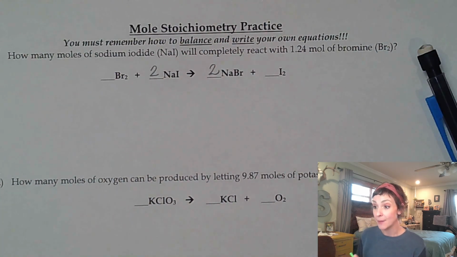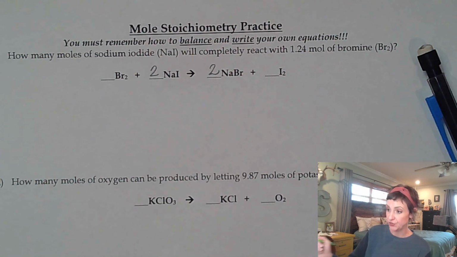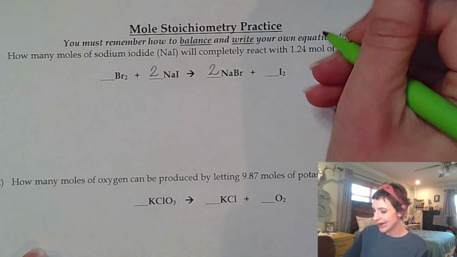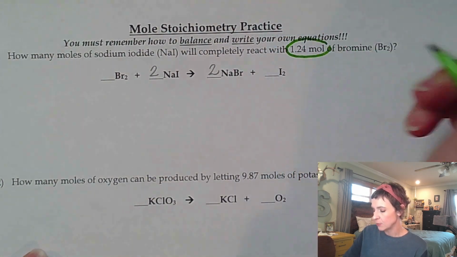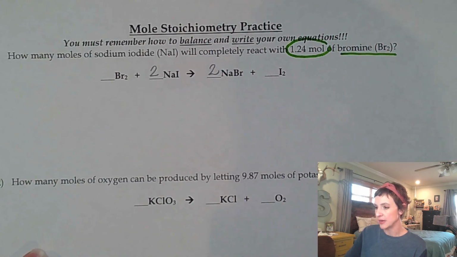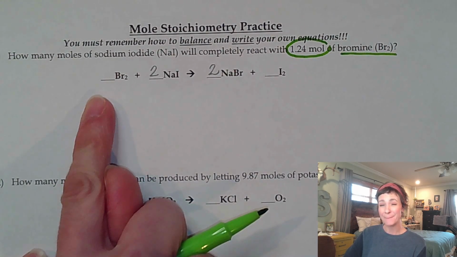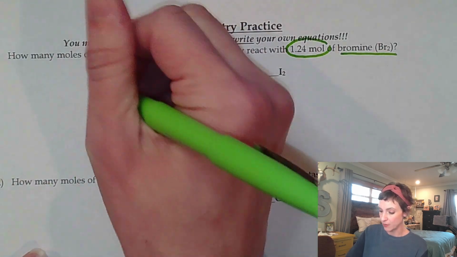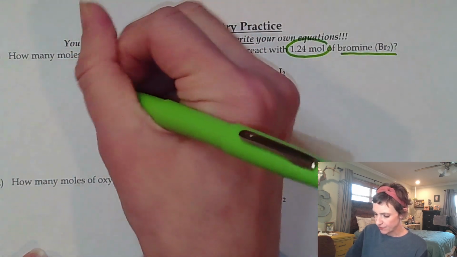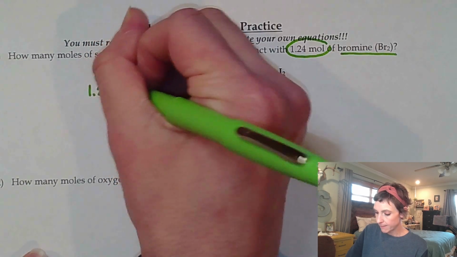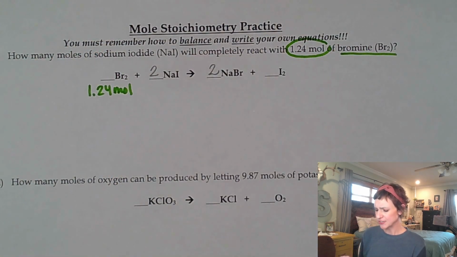Now I read the problem. How many moles of sodium iodide will completely react with 1.24 moles of bromine? So I am going to circle my given, 1.24 moles of who? Bromine. Find bromine in your problem. There he is. Okay, so I'm going to write my given underneath bromine. I have 1.24 moles of bromine. Cool, so that's my given.